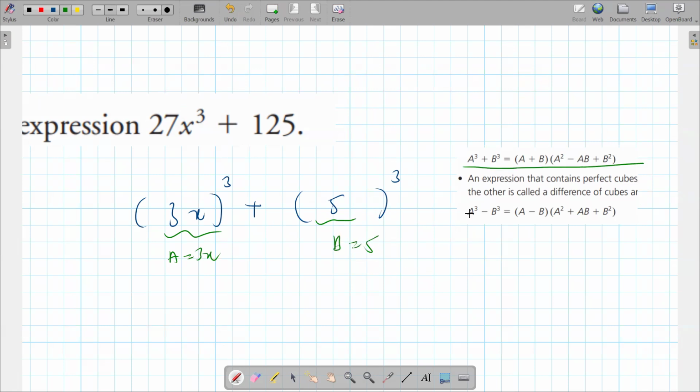We're following this formula. So what does it become? What do we get in the first bracket? If we're using the first formula to factor this. 3x plus 5. Yes. What about in the other bracket?